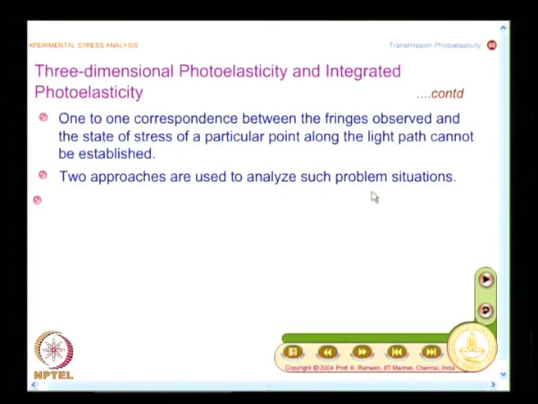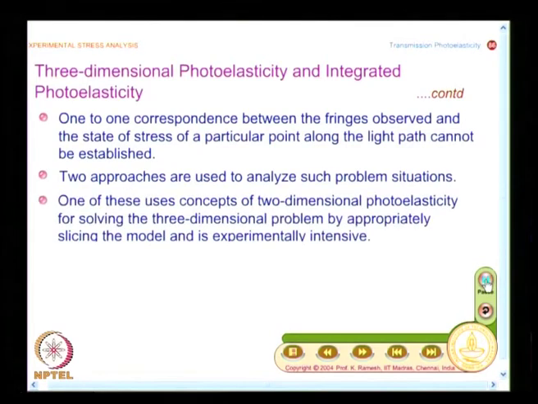So, now you have two approaches that are used to analyze such situations. That is what I said, when engineers look at a problem, they try to find a solution. One of these uses concepts of 2-dimensional photoelasticity for solving the 3-dimensional problem by appropriately slicing the model. This was possible because of a very unique phenomenon called stress freezing.